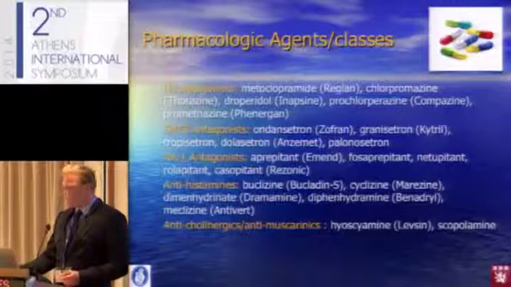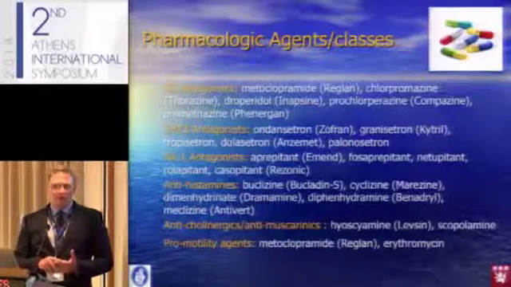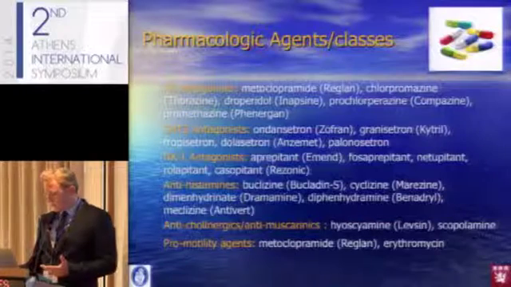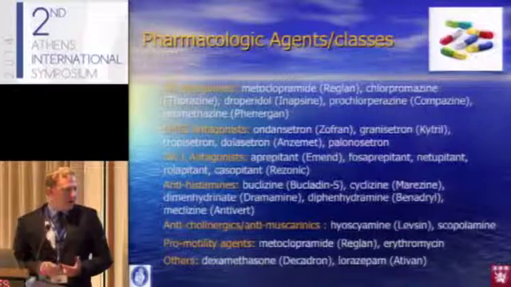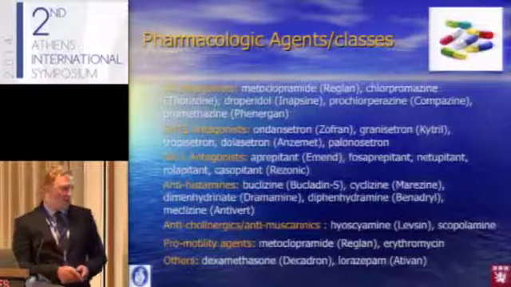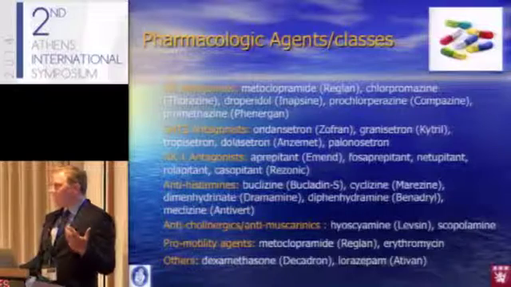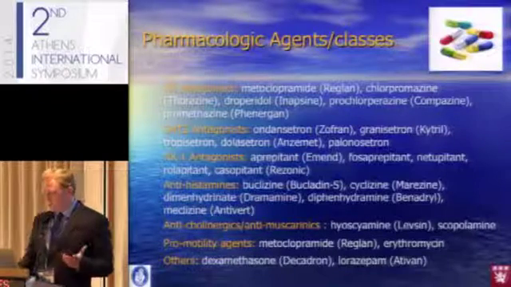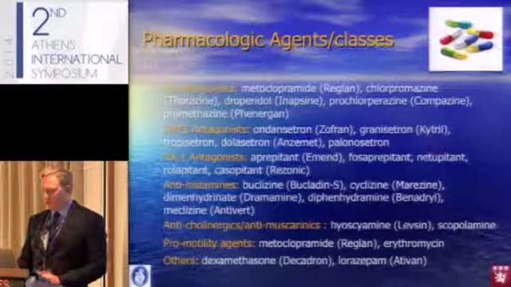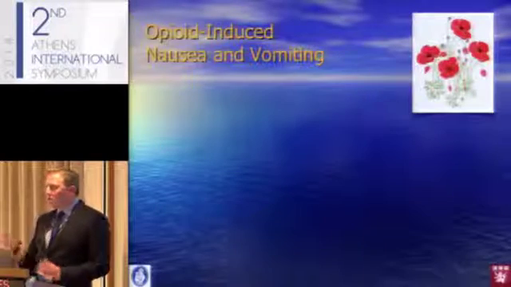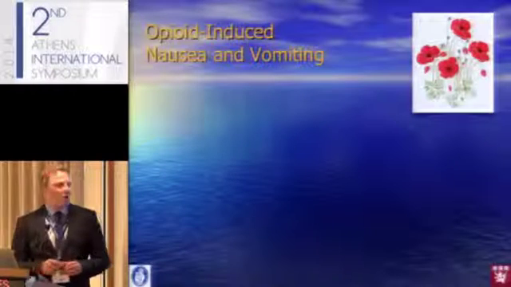Yes. Good. And then promotility agents are metoclopramide, Reglan, as well as erythromycin. And then other treatment options are dexamethasone and lorazepam. So you're basically addressing the cortex. Benzodiazepines or steroids help especially in cancer patients that undergo chemotherapy. So let's look at major categories of nausea and vomiting and how those are addressed.